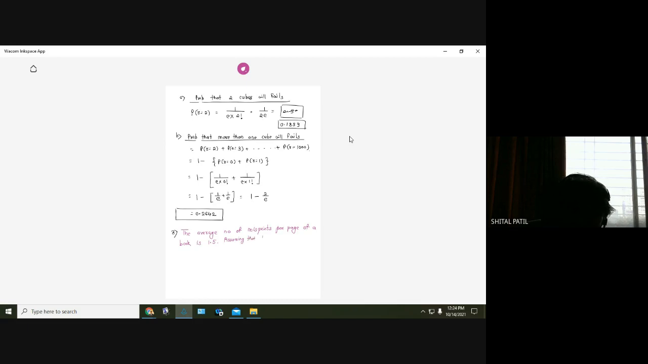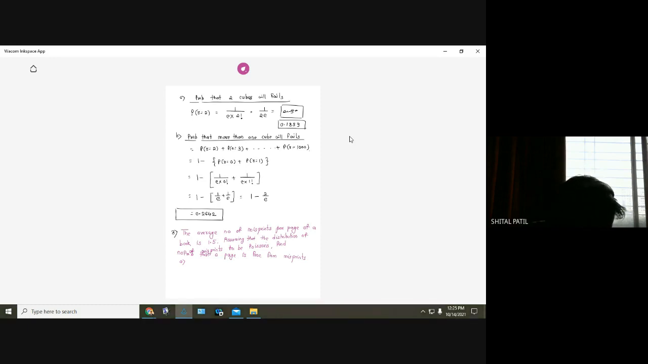Assuming that the distribution of number of misprints to be Poisson's, find the probability that a page is free from misprints. So there is no misprint on the page.